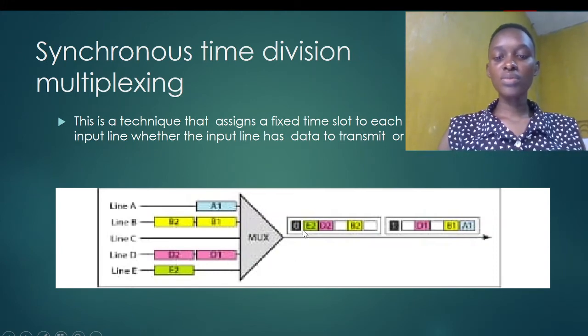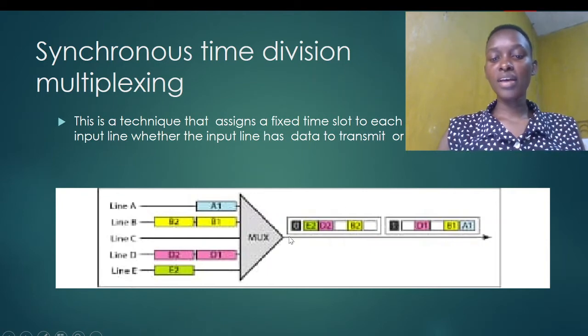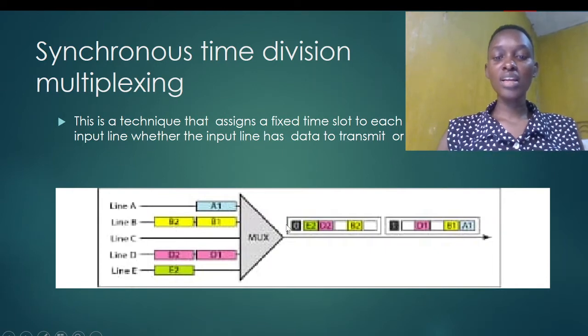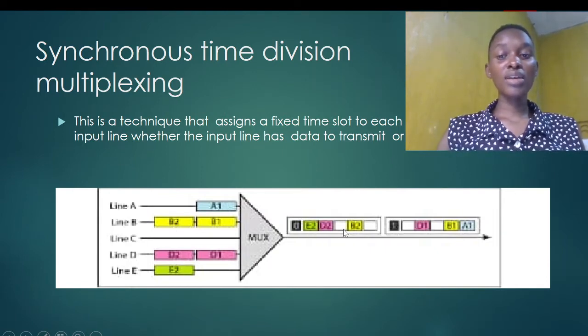On multiplexing, when you look at the frames we have here, we can see that the first frame has a fixed time slot for data unit E2, data unit D2, and data unit B2, but it also assigned a fixed time slot to line A and line C that didn't have data to send, implying here we assign a fixed time slot to every input line whether it has data to send or not.